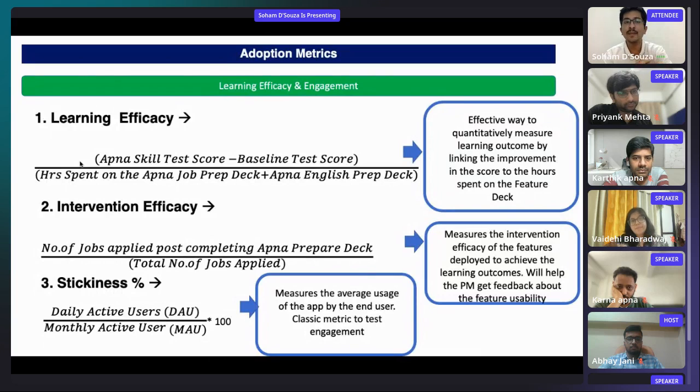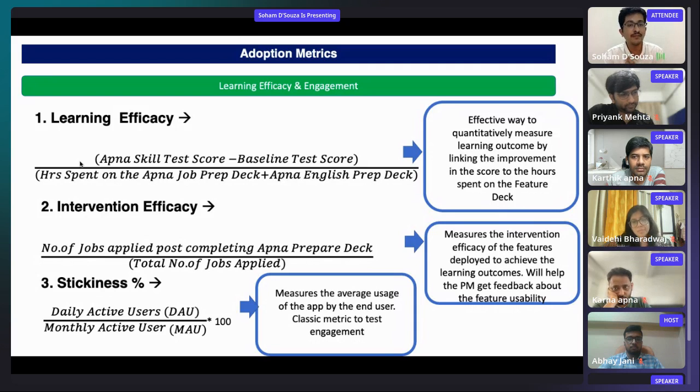So coming back to the last slide, how do you measure the adoption metric? One is learning efficacy. This is the best. I've seen a lot of research papers on learning, and I realized that the Apna test skill score minus the baseline score, upon the hours spent on the deck, is a very good mathematical way of checking learning efficacy.